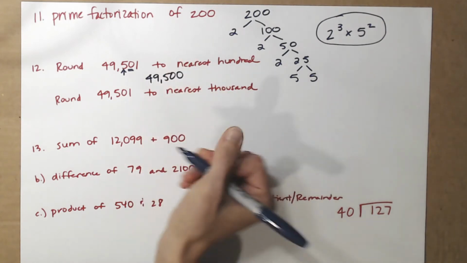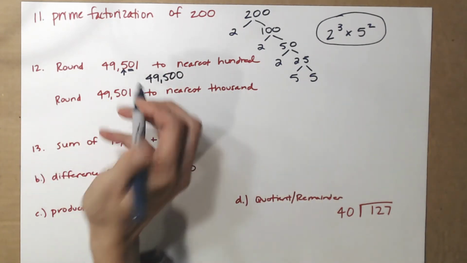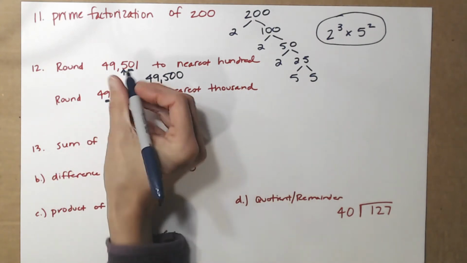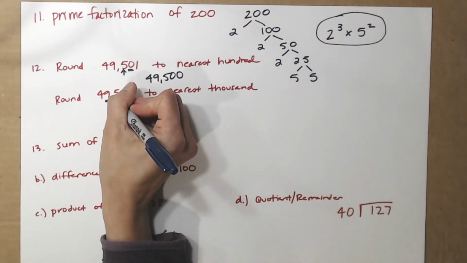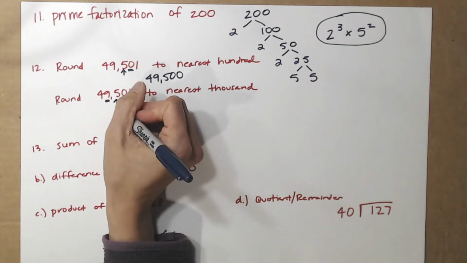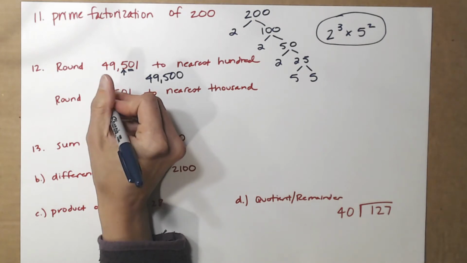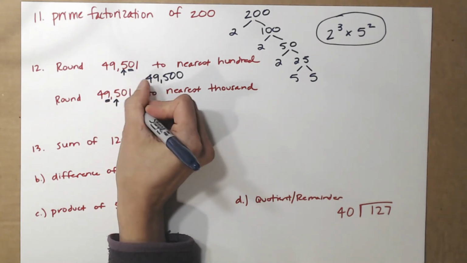49,500. Now we need to round it to the nearest thousand. Here's our thousands place. We look to the next digit to determine if we round up. If it's 5 or more, we round up. So it is 5 or more, it's 5, so we round up. So the next thousand after 49,000 would be 50,000.